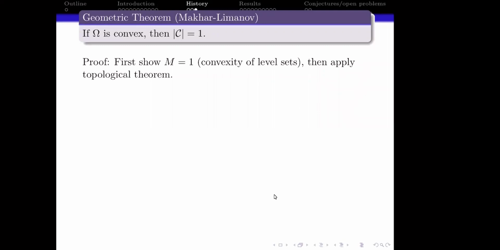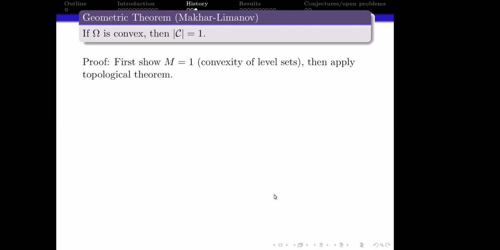And how to show this? Okay. As I said, it's highly non-trivial. This is not at all trivial. But first, you have to show that the number of maxima is exactly 1. Okay, and this depends on an argument which uses convexity of the level sets of this landscape function.